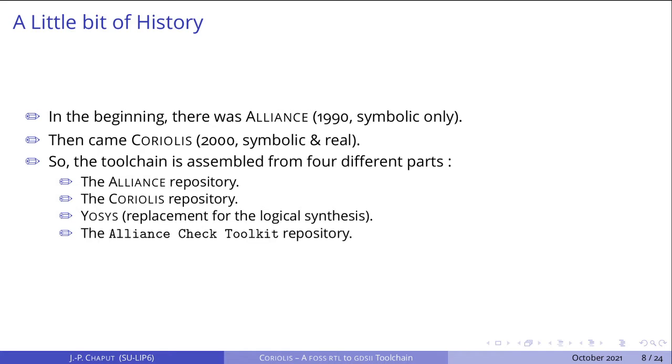And finally, the Alliance Check Toolkit, which provides a set of scripts to automate the making of ASICs and a set of examples. This is on those sets that we will work later. So the three parts came from LIP6, and of course Yosys is not hosted by LIP6.